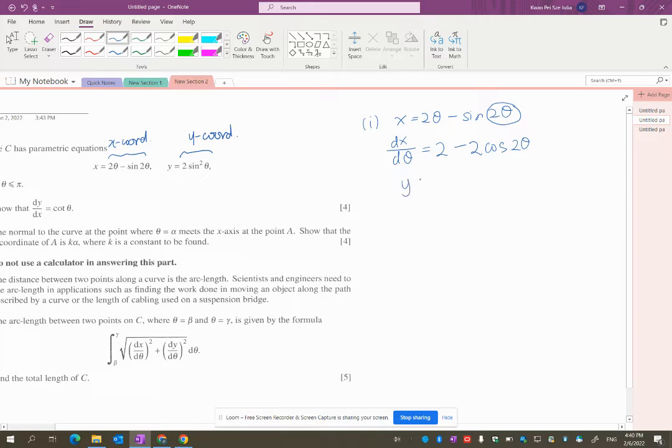Then for y, we will write it. I'm going to write this as a bracket squared, so it's easier for you to see what method we use to differentiate. Okay, so again, we're going to use chain rule. I will first bring down the 2, so that will be a 4. Then copy sine theta, so that's power 1. Then using chain rule, you need to differentiate sine theta. Differentiating sine theta gives cosine theta.